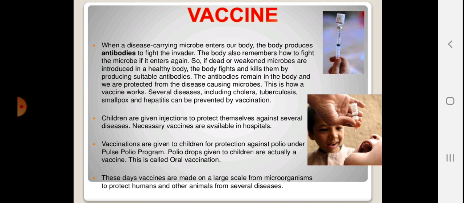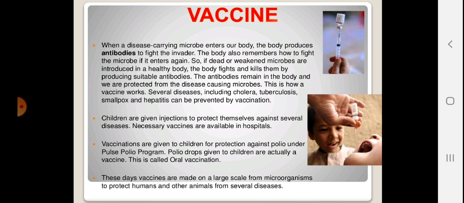Several diseases including cholera, tuberculosis, which is also known as TB, smallpox, and hepatitis, which causes jaundice, can be prevented with vaccination. You might know that when you were young and tiny, your parents must have taken you to the hospital for vaccination. Even the first vaccination occurs when the newborn is 15 days old. So, when you are young and you get all these vaccinations, your immunity is really boosted up, and a small child can stay away from all these deadly disease-causing microorganisms.